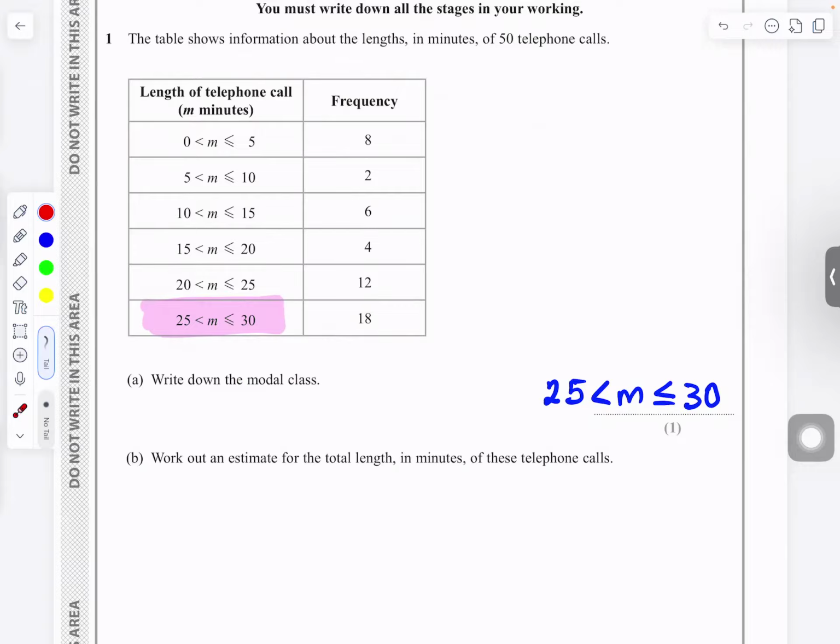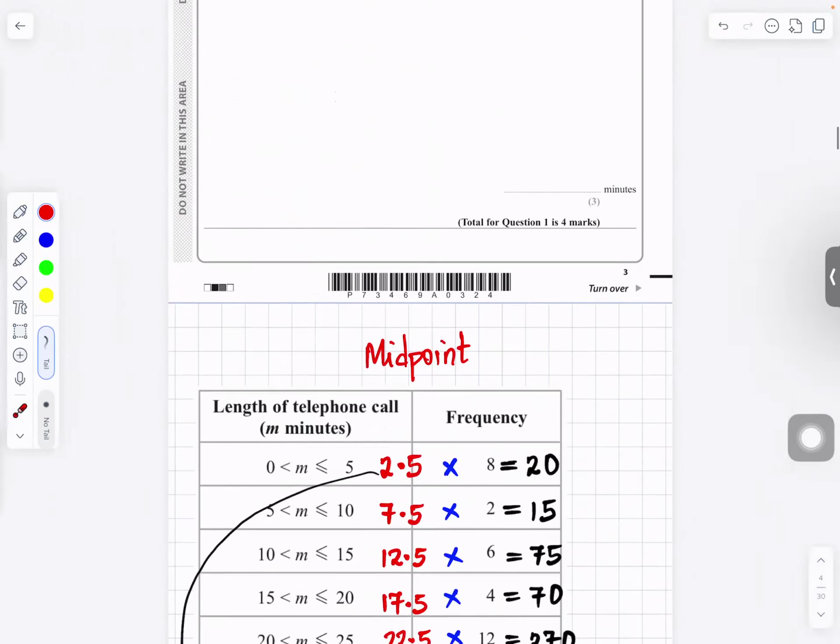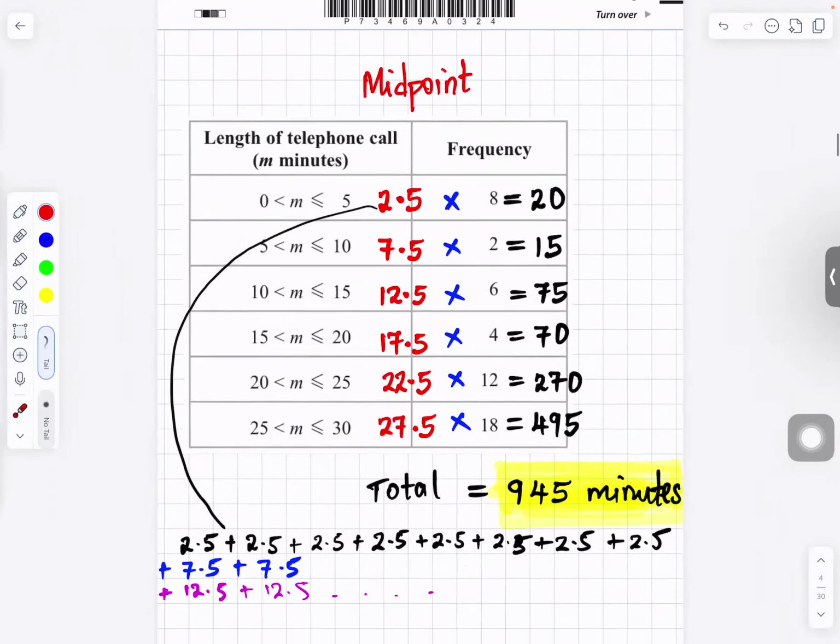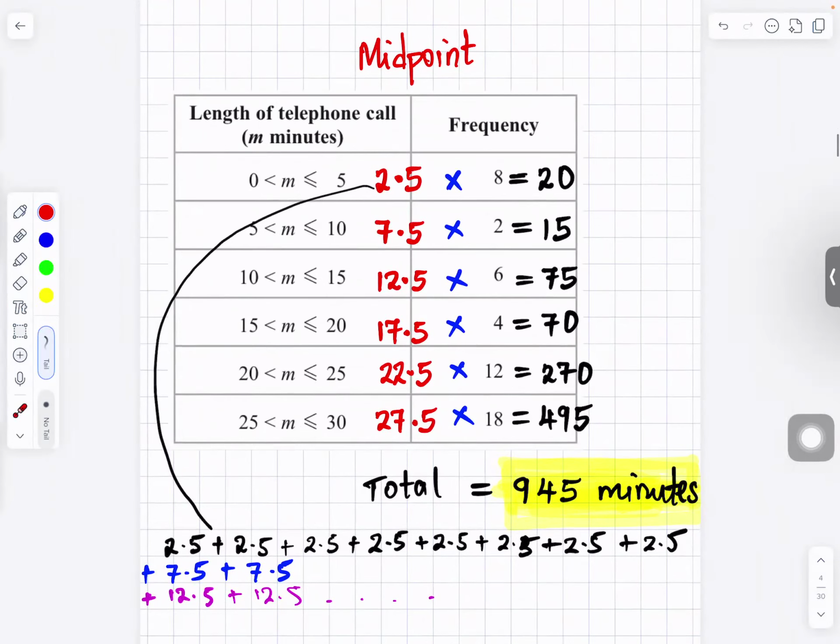Part B, work out an estimate for the total length in minutes of the telephone calls. To work out the total length in minutes, we have to choose a number to use. Between 0 and 5 minutes, we will use 2.5 because you want to pick a number in the middle, and that number in the middle is called the midpoint. So how do we get it? We do 0 plus 5 divided by 2.